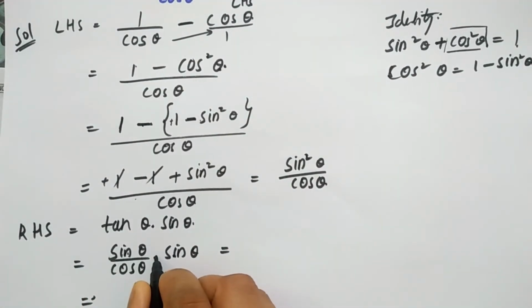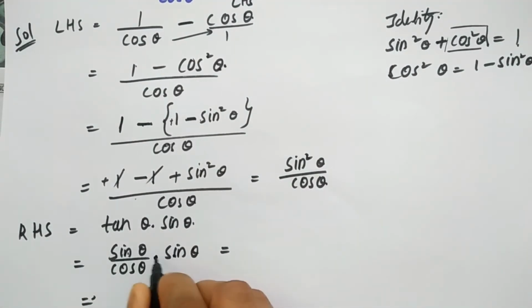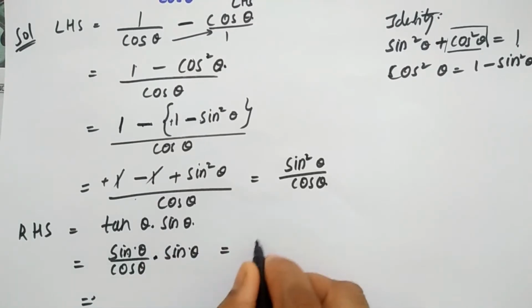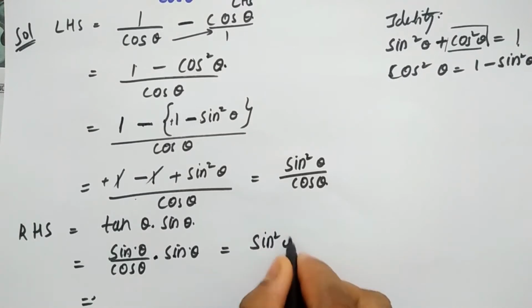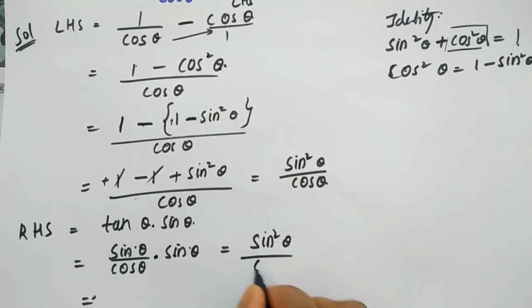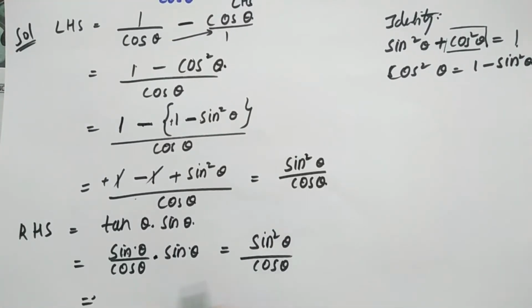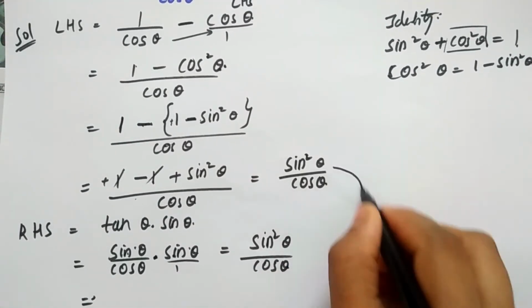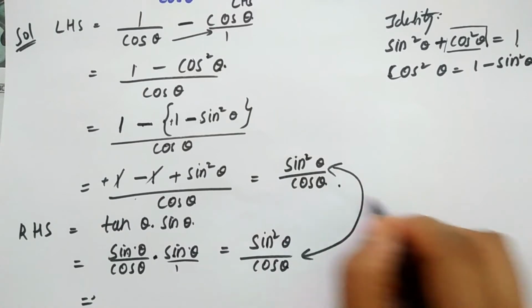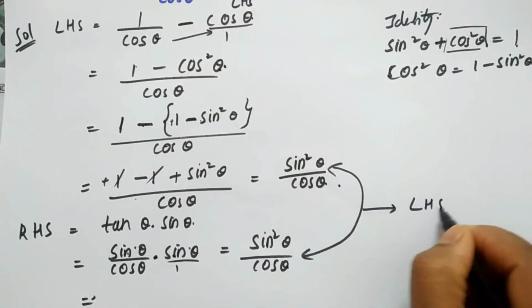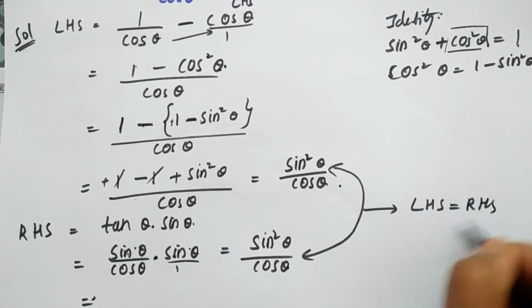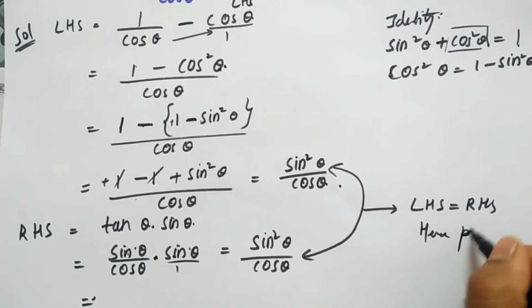It's not a plus, so that we can take LCM. It is into, it is a multiplication. So directly we can multiply the numerator. Sine theta into sine theta, sine square theta, divided by cos theta. Since it's an LCM, cos into 1 is cos theta. So are these values same? Yes. So LHS is equal to RHS. Hence proved.